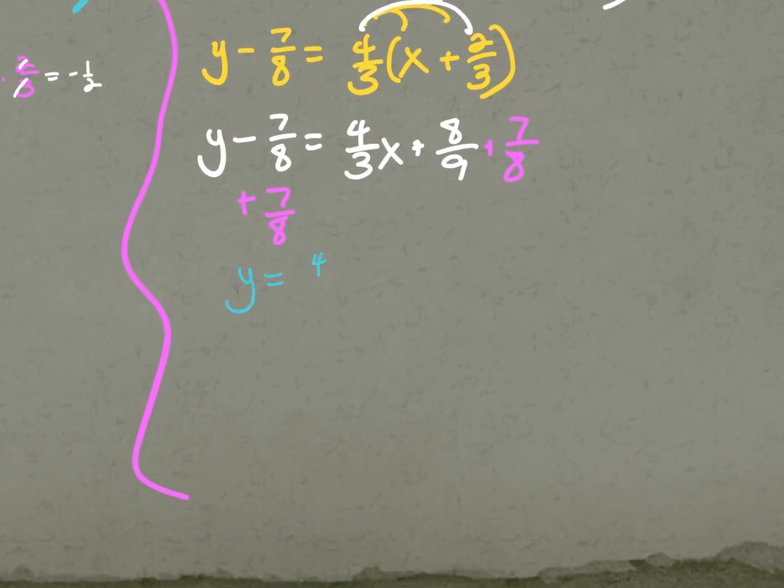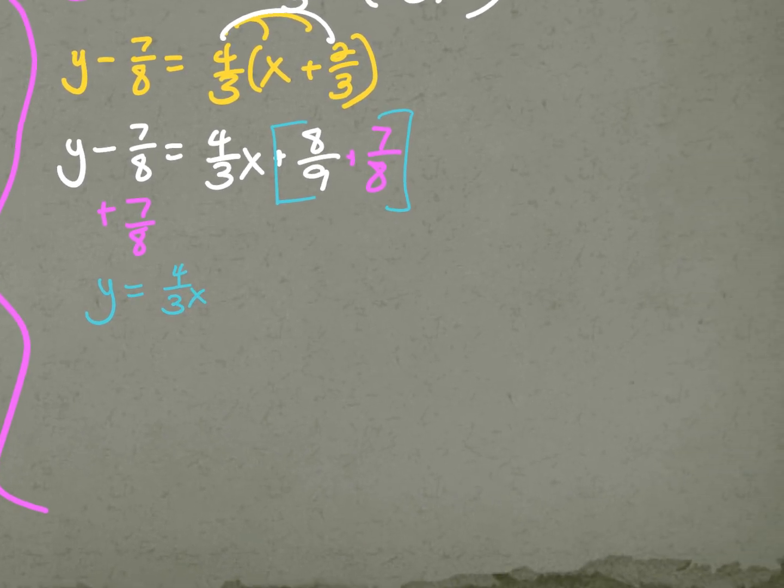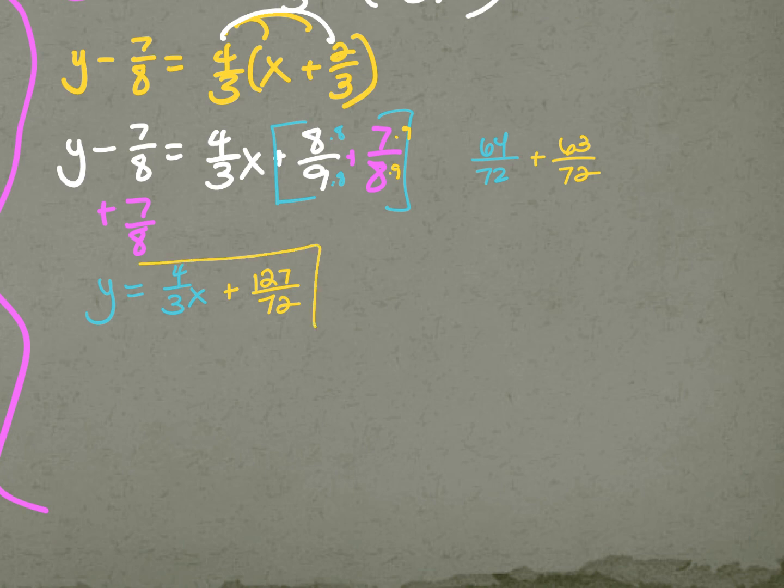Y equals 4/3 x. And I've got to combine this. And ew, we have to change both denominators. So I'm going to multiply by 8 and 8, 64 over 72. And I'm going to multiply by 9 and 9, 63 over 72. They're both positive, so this is plus 127 over 72. If you could simplify it, you would. You don't need it in mixed number form, unless you're going to graph this line, then obviously you would want it in mixed number form. But as is, it's fine for the answer.